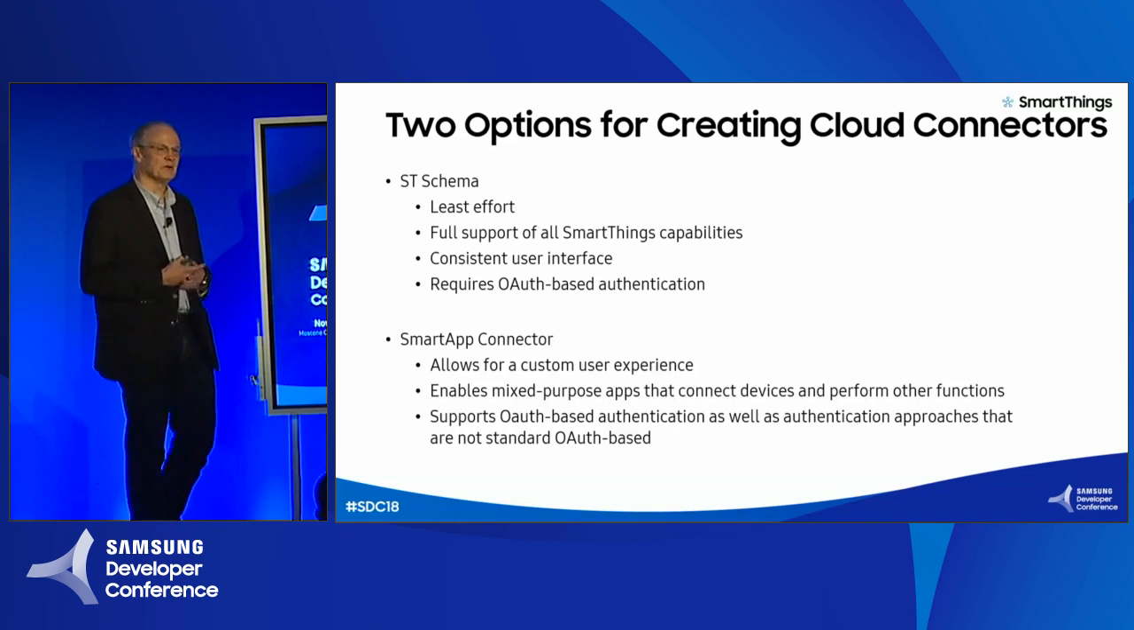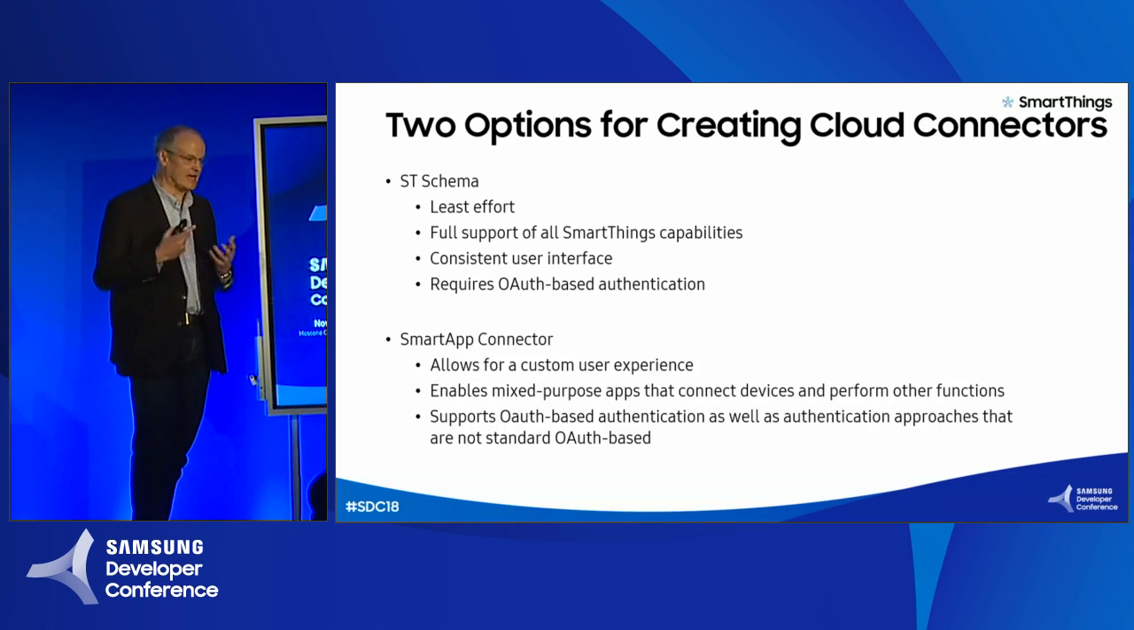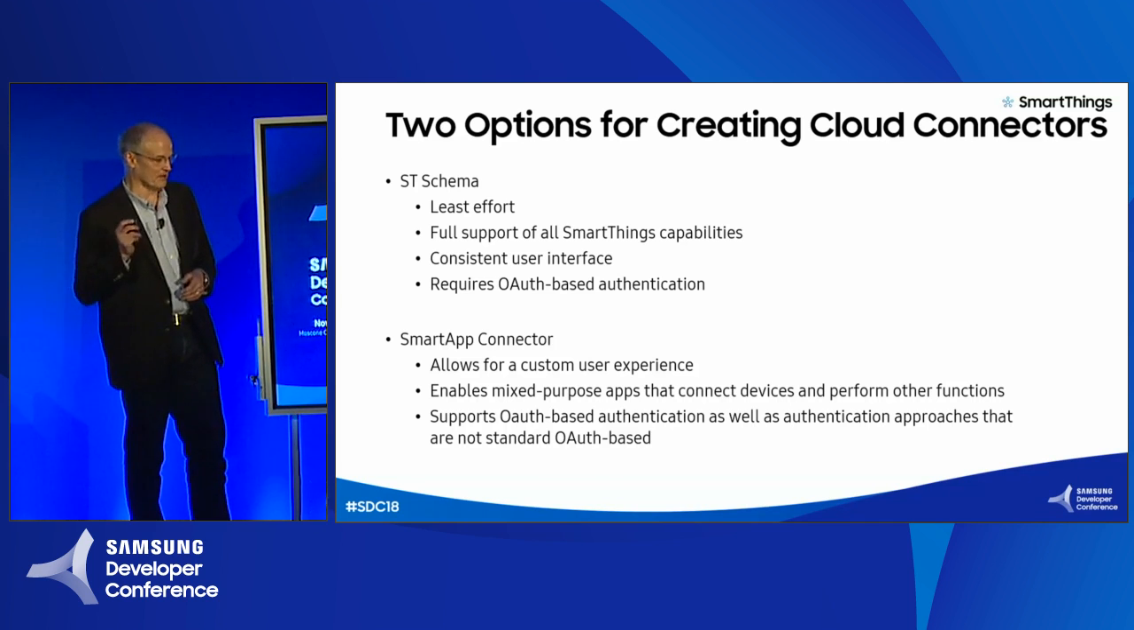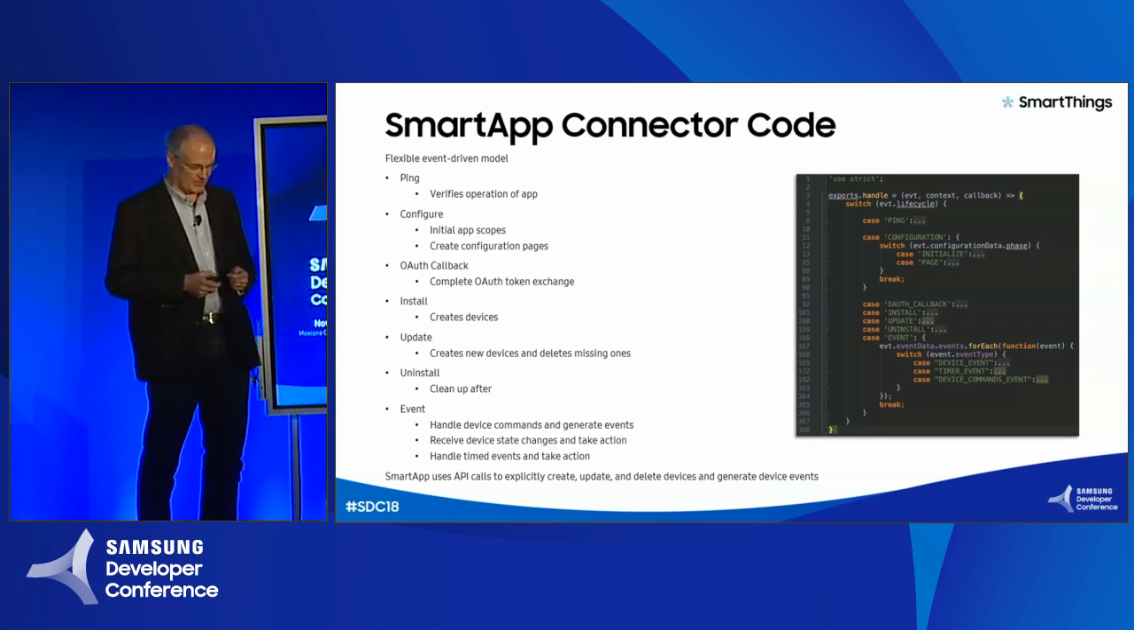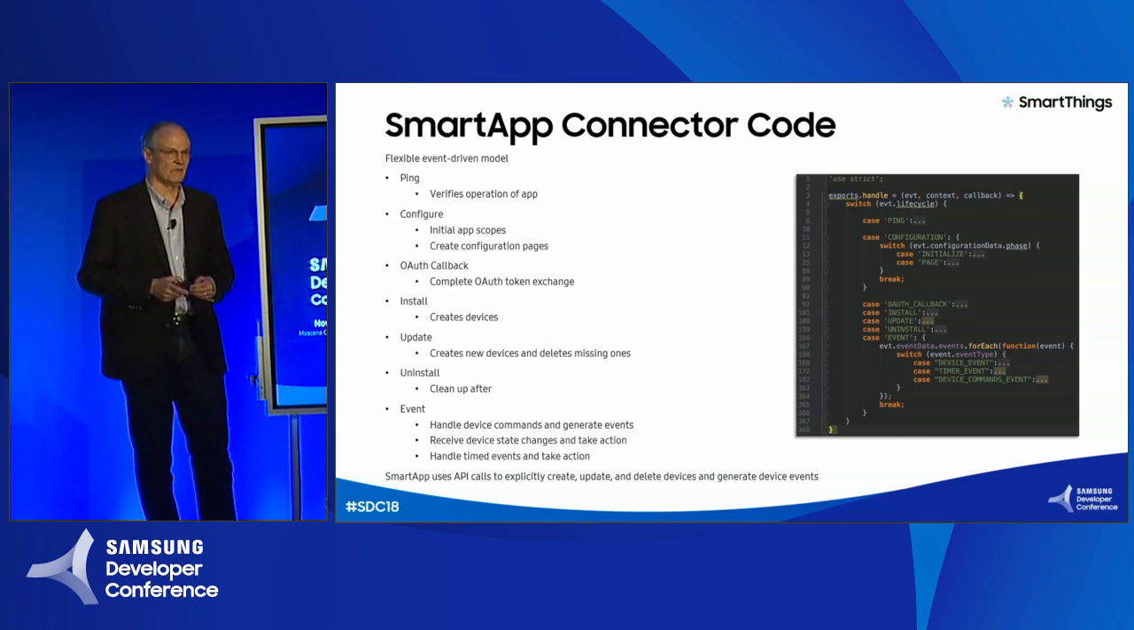And so what we've come up with is something called SmartThings Schema. The idea here is to really streamline the effort, make it smaller, but without giving anything up. It's got full support of the SmartThings capabilities model. As an example here, it's a little bit small, you might not be able to see, but this will give you an idea of what a Smart App Connector is, for contrast.